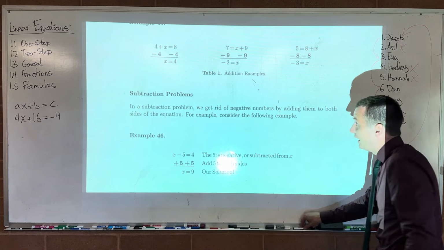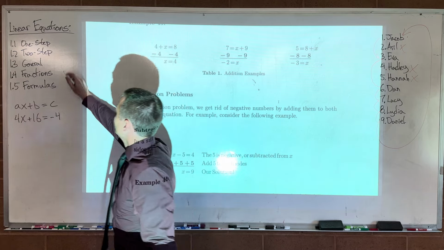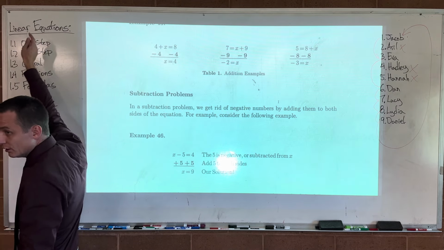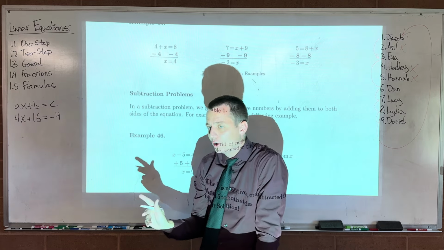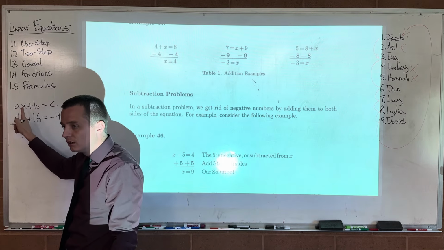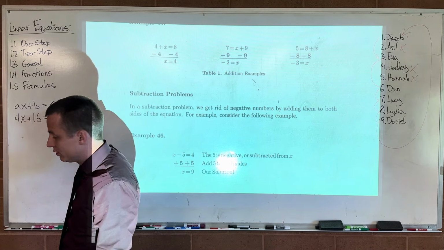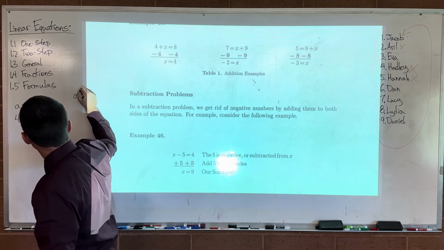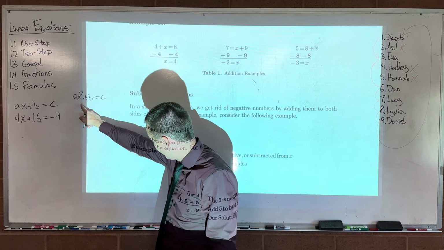So today, the next 5 sections that we're covering are all on linear equations. A linear equation is some equation where the variable has a single exponent. This is a general form of a linear equation. Something like ax squared plus b equals c. This is not a linear equation because we have x squared.